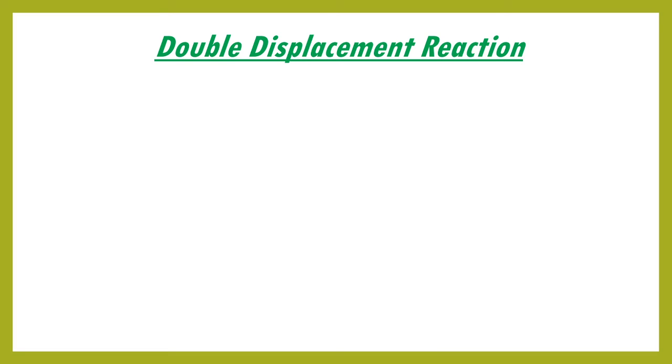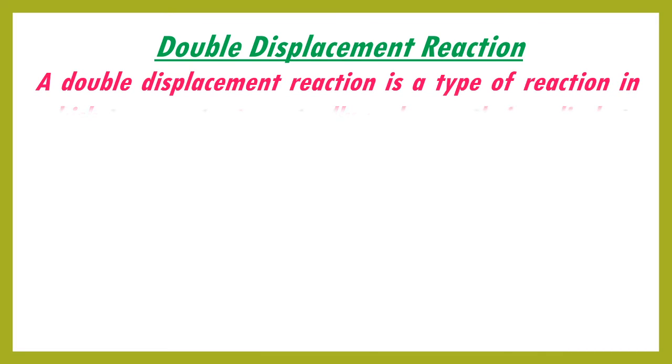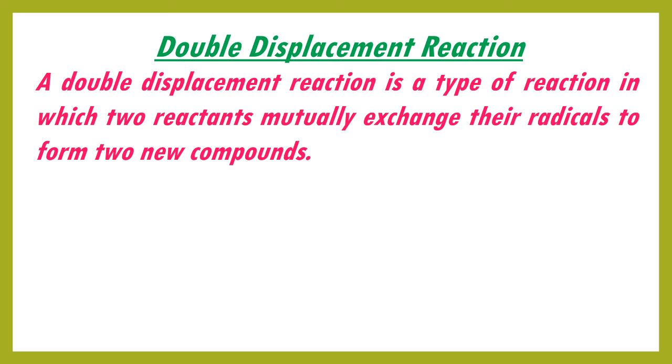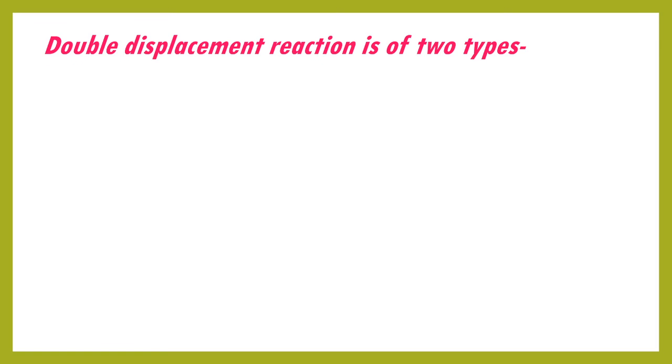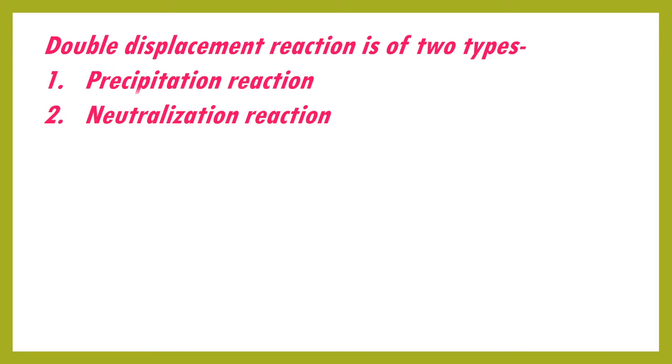The next reaction is double displacement reaction. A double displacement reaction is a type of reaction in which two reactants exchange ions to form two new compounds. For example, when sodium sulfate reacts with barium chloride, they give barium sulfate and sodium chloride. Double displacement reaction is of two types: precipitation reaction and neutralization reaction.